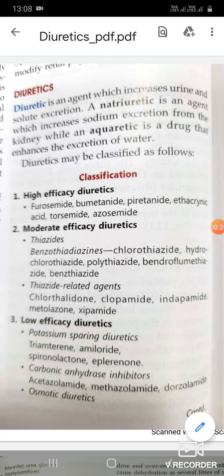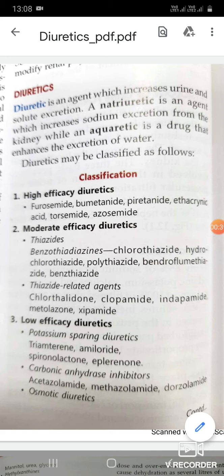There are two other terms also, that is natriuretic and aquaretic. Natriuretic are those drugs which particularly increase the sodium excretion from the kidney, while aquaretic are those drugs which enhance the excretion of water.